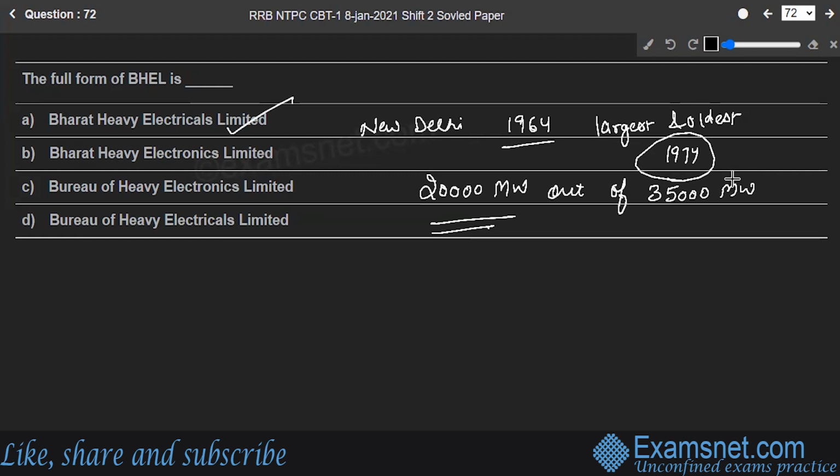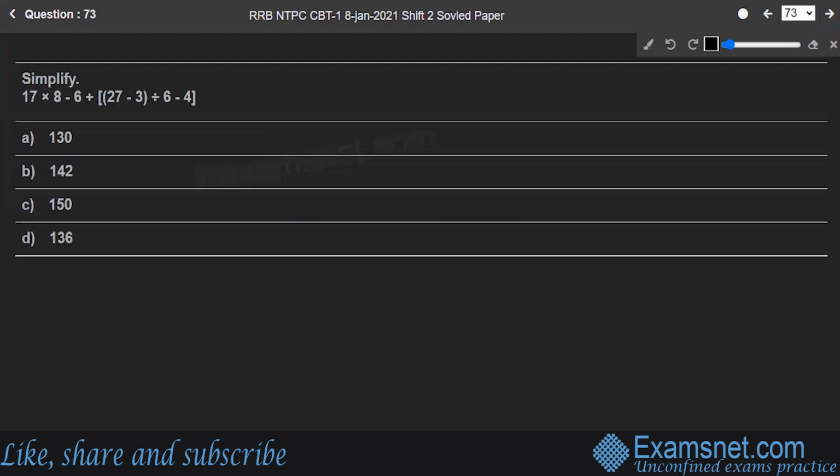This is also one of the largest exporters of engineering products and services. It exports in more than 60 countries globally. So we have option A as the correct answer to the question. Hope you understood this. Let's move to the next question, number 73. So you have to simplify the expression. There is a mathematical expression before you. Very easy question. Just take care of the BODMAS and it will be done.